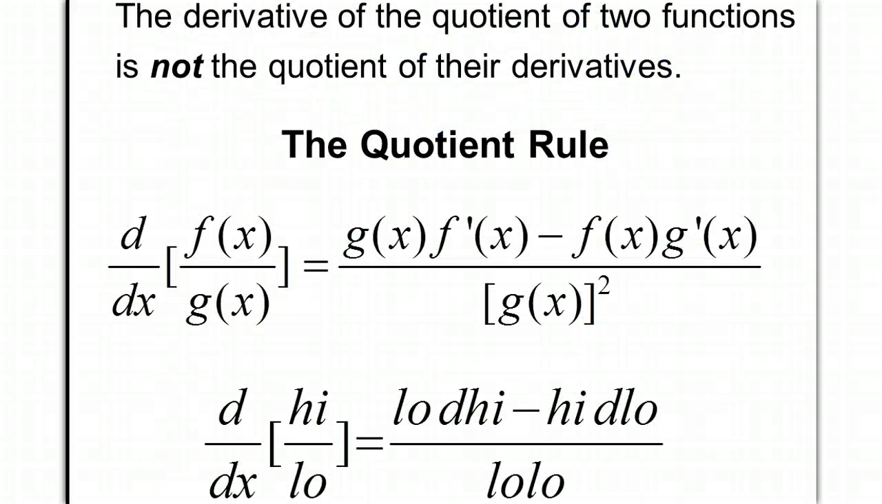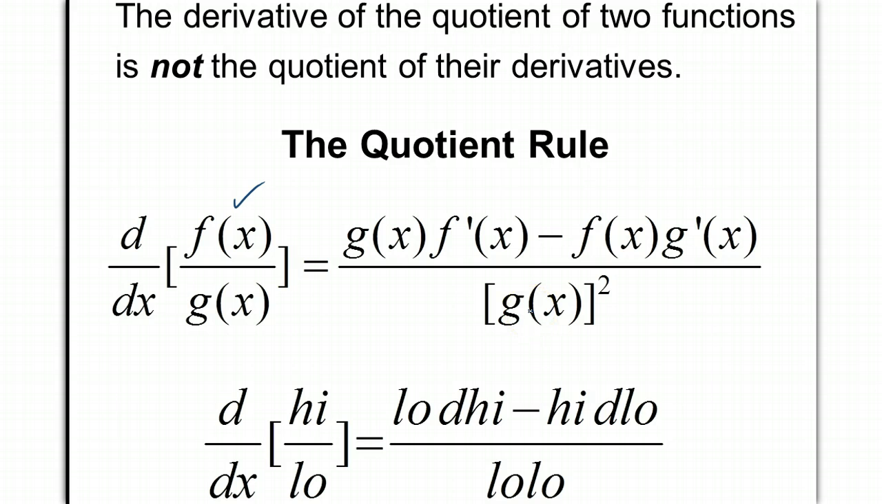Ooh, here we have the quotient rule. And again, it's not the quotient of their derivatives. It's a little harder to remember. So you have f over g, and you're going to take the denominator, g, times the derivative of the numerator, minus the numerator times the derivative of the denominator, all over the denominator squared.